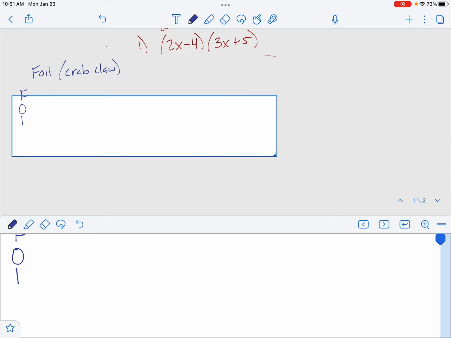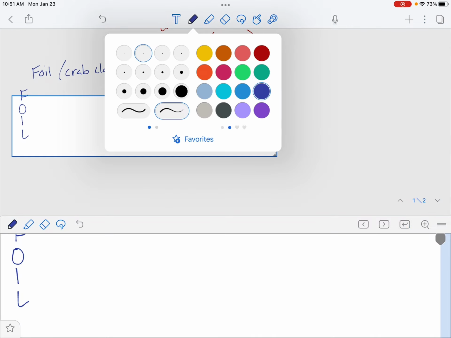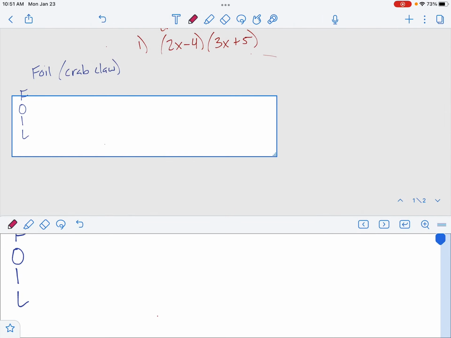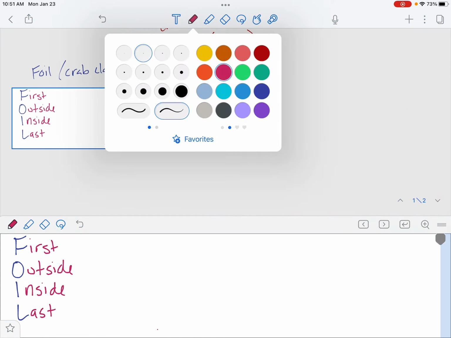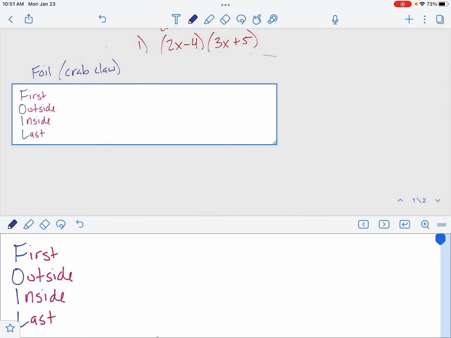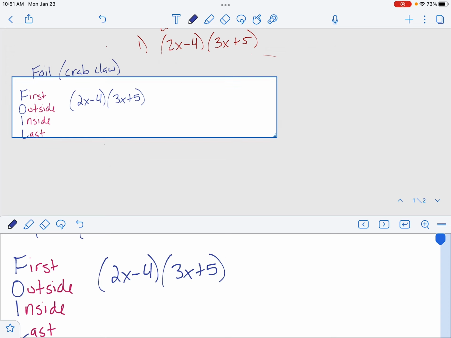F-O-I-L. What do each of these stand for? F stands for first, and then outside, inside, and then last. So really, what we're doing is we're taking the problem, 2x minus 4 times 3x plus 5, and we're going to go through that. So we have first, so we're going to multiply the first terms. Draw that loop. It will help you.